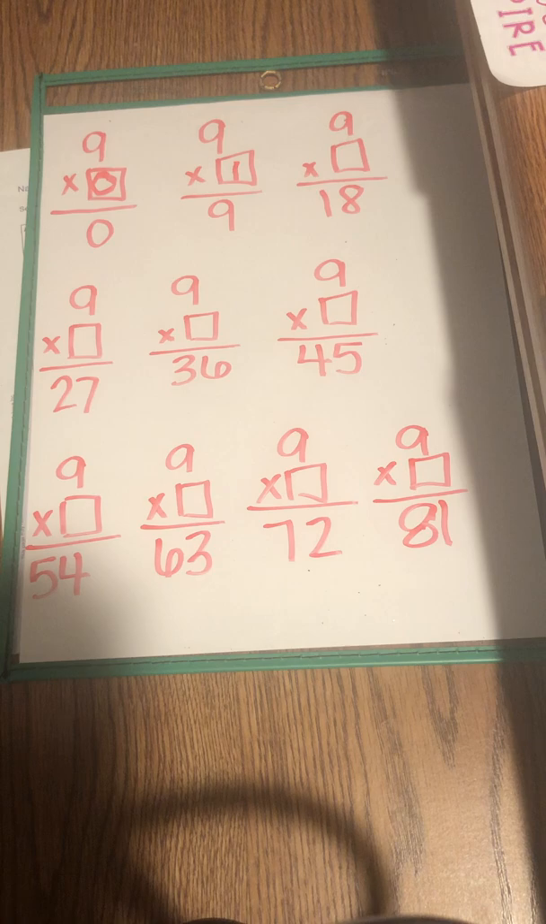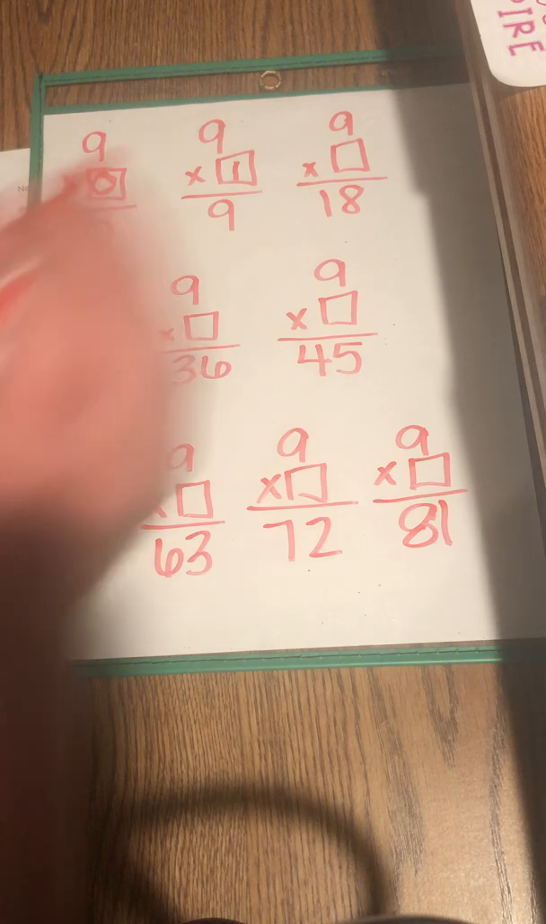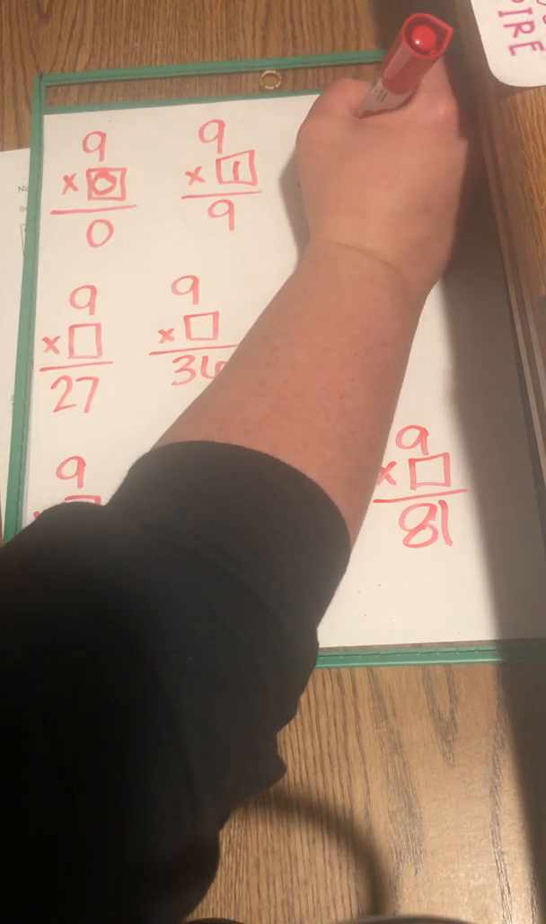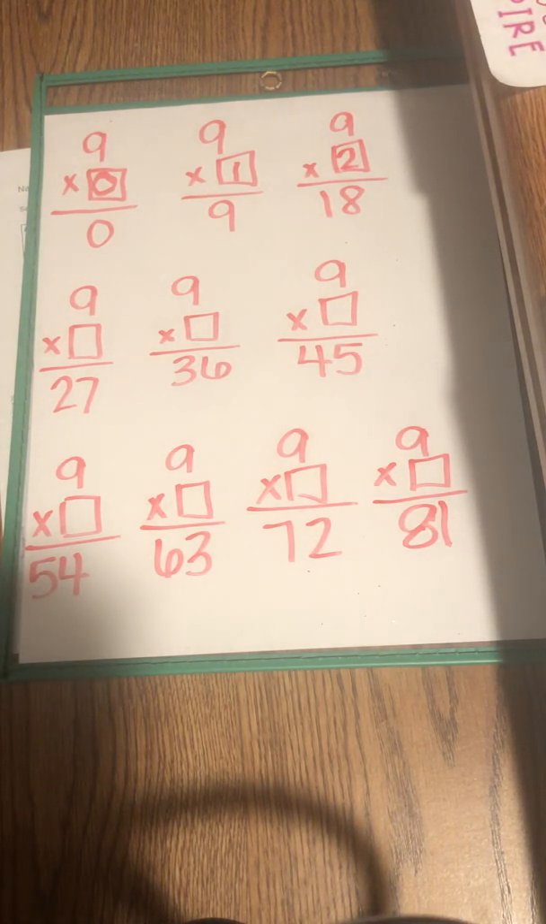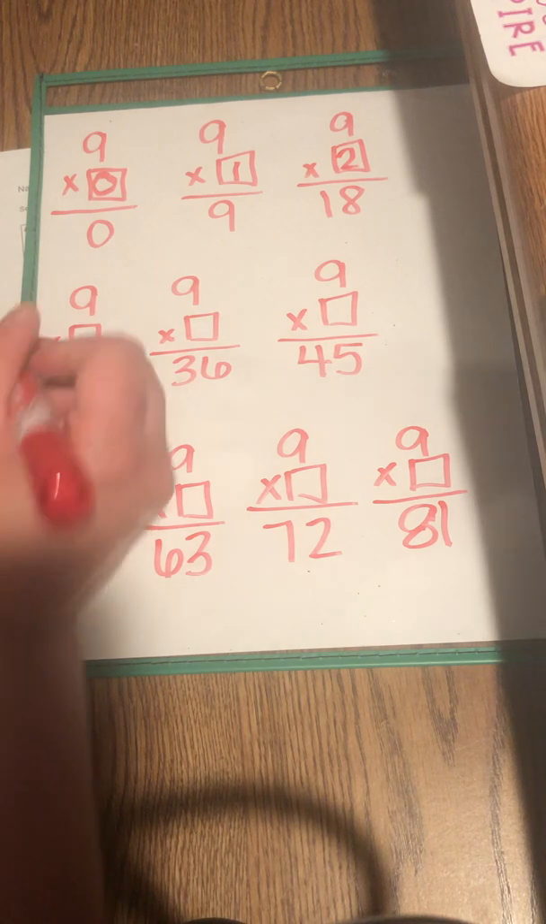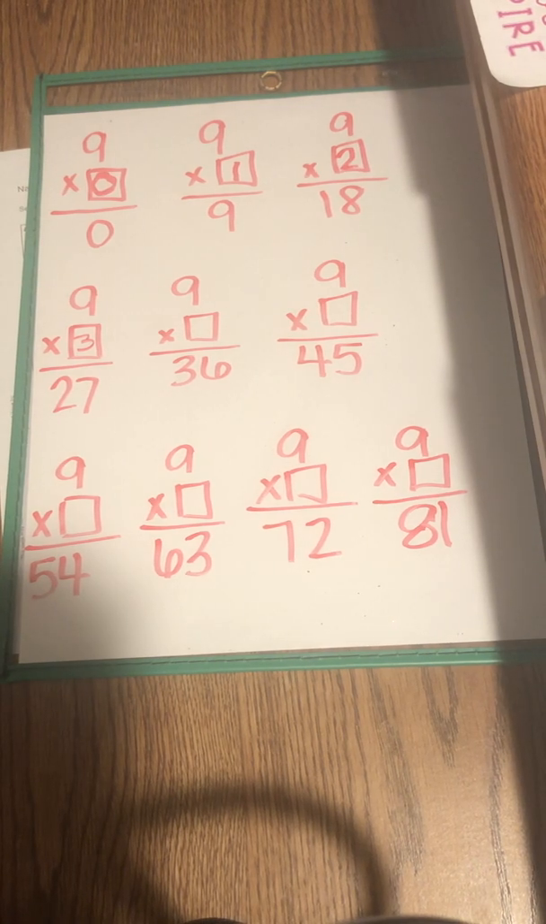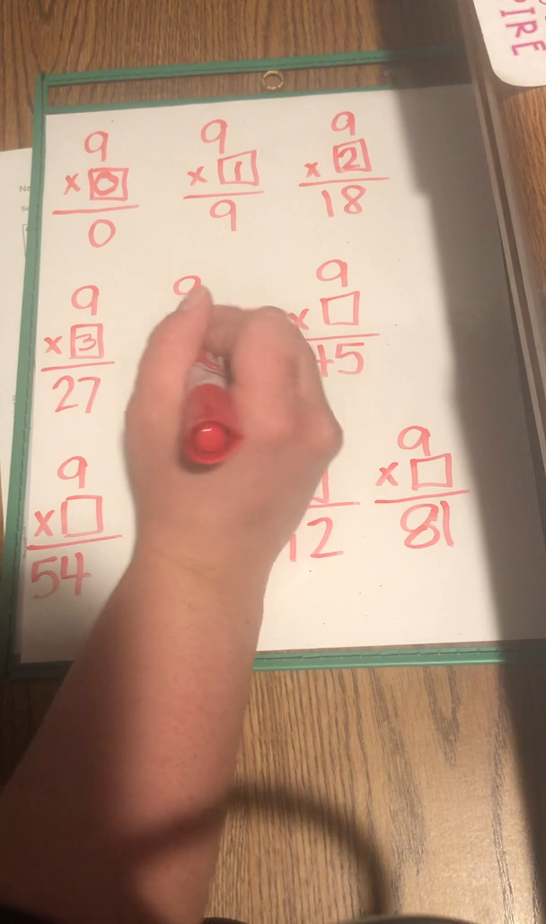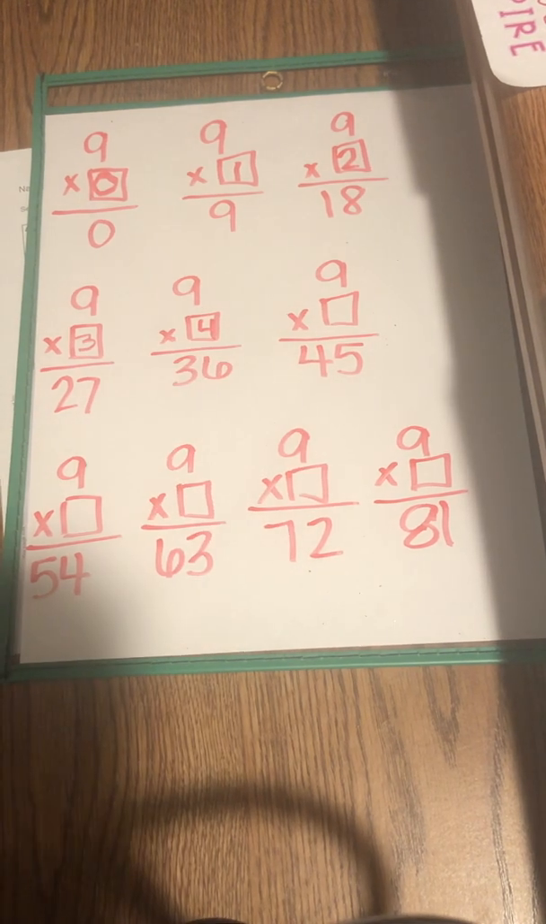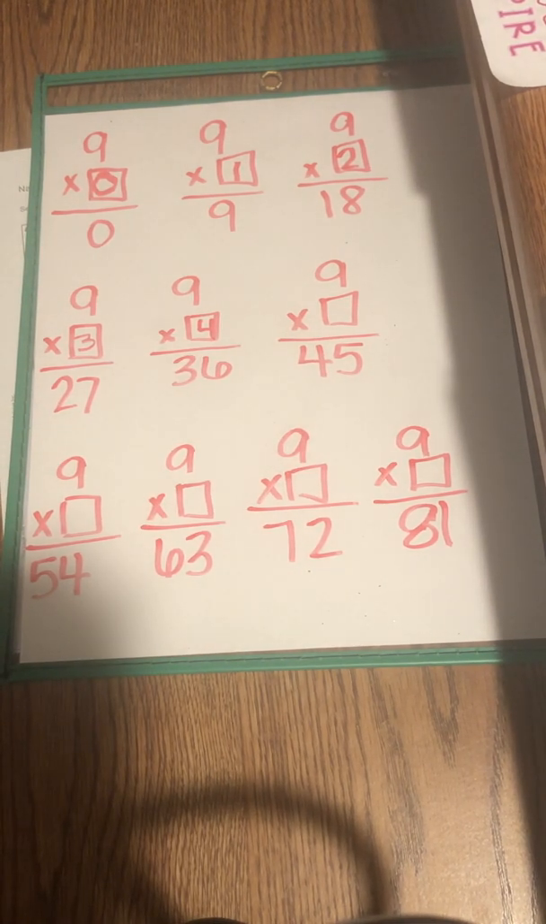9 times what equals 18? That would be 2. 9 times 2. 2 groups of 9 would be 18. 9 times what equals 27? That would be 3. 3 groups of 9 would be 27 things. 9 times what equals 36? That would be 4. 9 times 4 is 36.